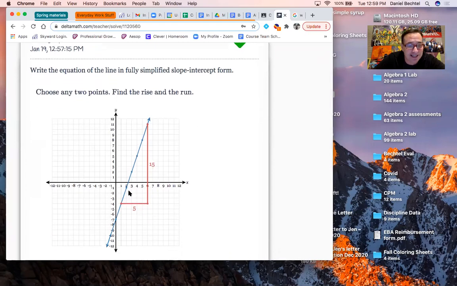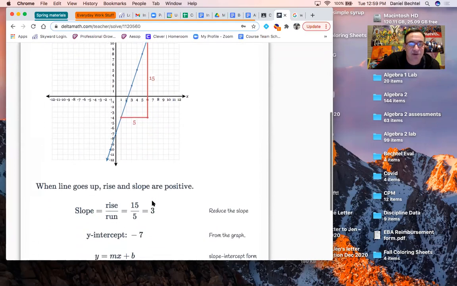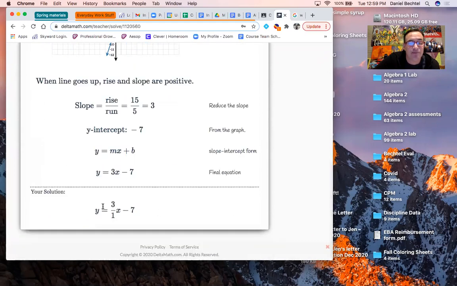It also does it this way, which is kind of crazy. So they took any 2 points to find the rise and the run. We have a 15 over 5, which is crazy. And they reduced that to 3 over 1. So they did 3 over 1x -7 or 3x -7.